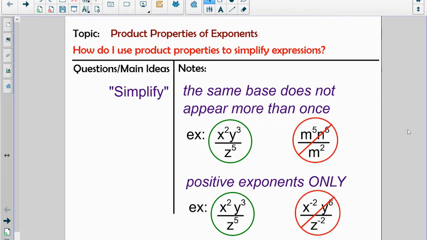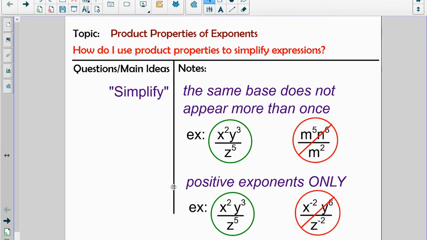So simplify, there's two meanings of simplify that we need to keep in mind throughout this unit. One of them means that the same base does not appear more than once. So in our example on the left here, the good example, we see that the bases are x, y, and z, and we notice that they appear only one time. There aren't two different powers with x, two different powers with y or z, for example. In our non-example, we see that m appears twice as a base, so that technically is not simplified yet.